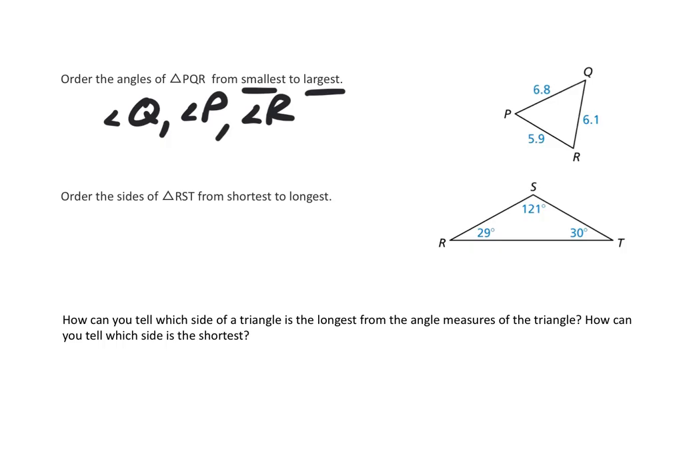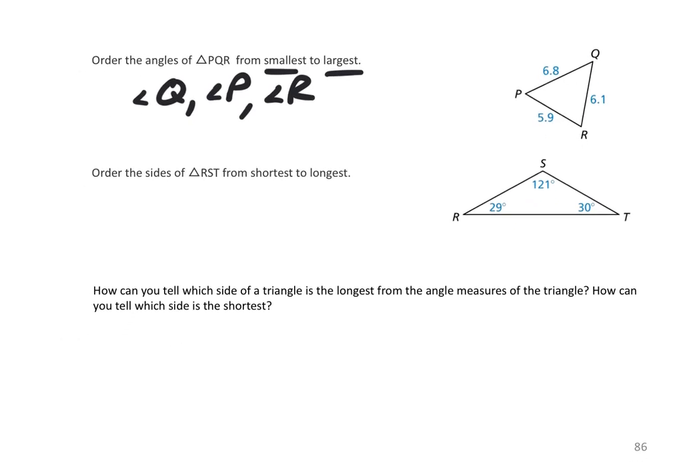If I give you the angles, and here we know all 3 angles, so this is even easier than the one we did a few minutes ago. Smallest to largest, across from 29 would be ST. Across from 30 would be SR. And then the largest one is opposite the 121, which is RT. That's all there is to it.